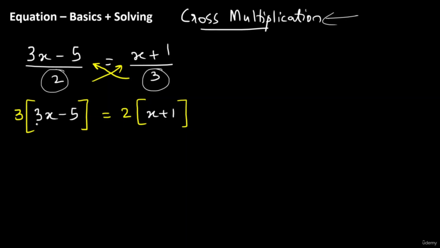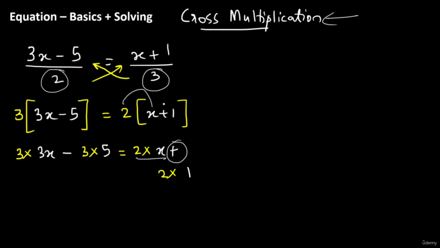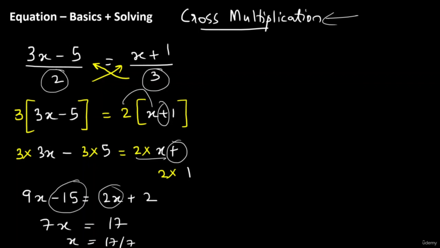Now let's open this bracket. So this becomes 3 into 3x minus 3 into 5, right? So 3 into 3x minus 3 into 5 is equal to 2 into x, that's this part, plus we have a plus over here, 2 into 1, so that's this part. So this simplifies to 9x minus 15 is equal to 2x plus 2, or if you take 2x to the left hand side, it becomes minus 2x. So 9x minus 2x is equal to 7x, right? And if you take minus 15 to the right hand side, it will become plus 15. So 2 plus 15 is equal to 17. So we get 7x is equal to 17, or x is equal to 17 by 7.